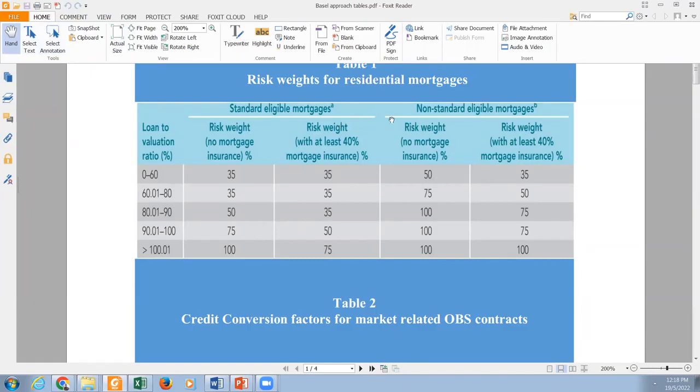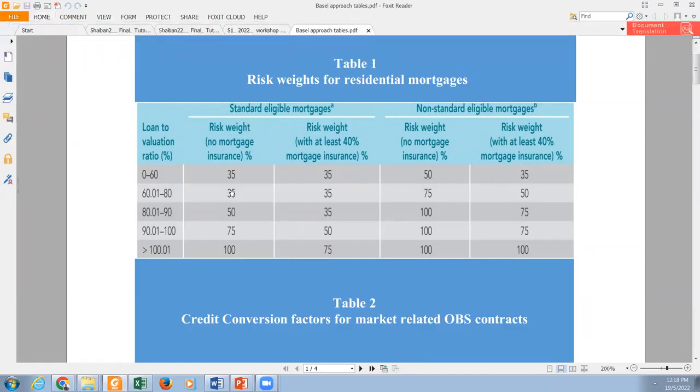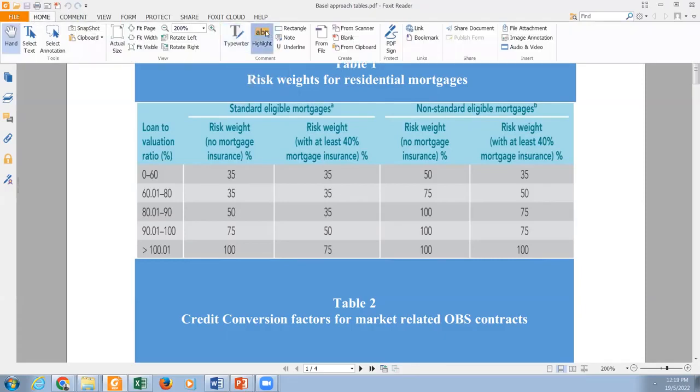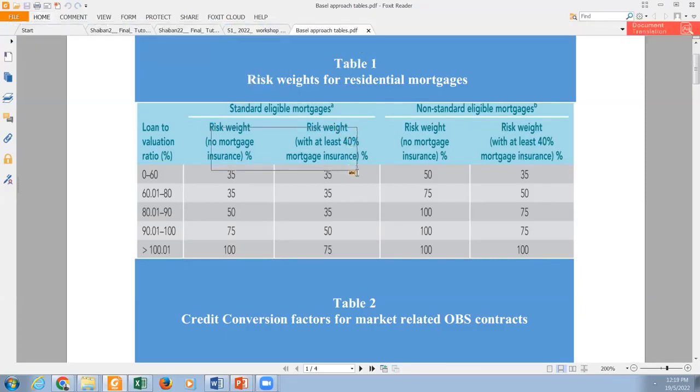I am only using this part, which means the standard. I am not using the non-standard. Non-standard, please ignore it. So this one, I am only using this one, this area, this box. So in the exam, you can ignore the other one.